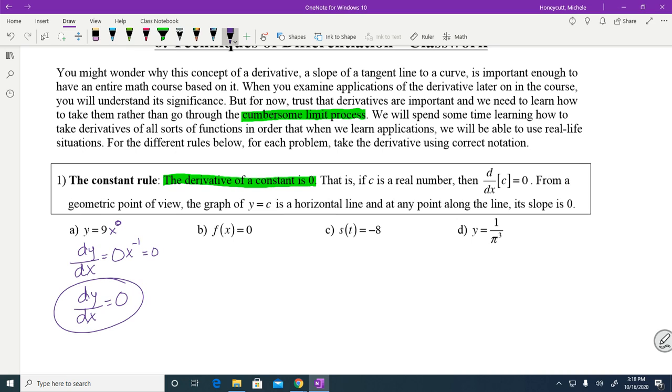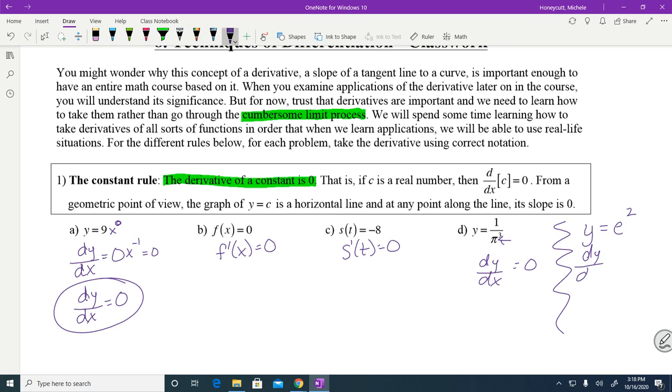So it's really nice when you come across a constant like f prime of x equals 0. If that's a constant, or f of x equals 0, derivative 0. S of t is negative 8, derivative 0. Ooh, this one looks crazy, but pi is a constant. So dy dx equals 0. Now, one that people like to throw in there, y equals e squared. Well, e is another constant, so dy dx is 0.